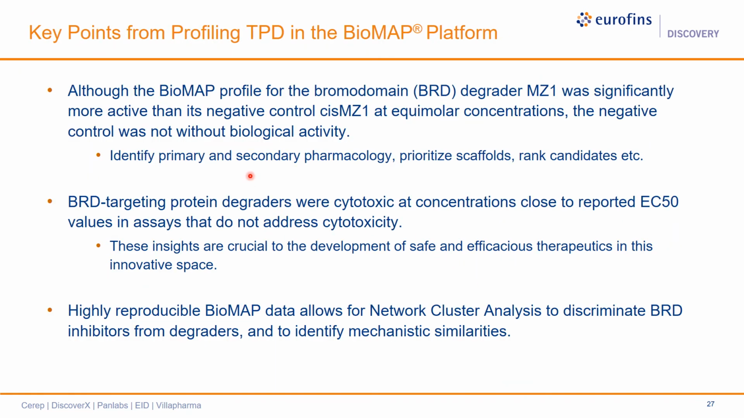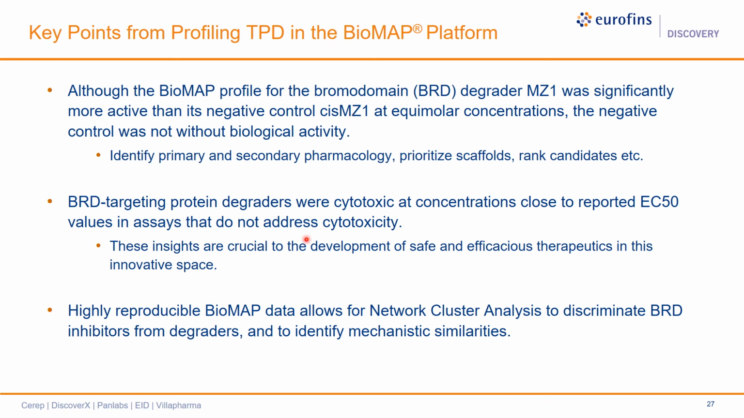Key points on profiling targeted protein degraders in the BioMAP platform include the ability to compare molecules within or across classes and identify and interpret the biological outcomes. We showed that while the protein degrader MZ1 was significantly more active than its negative control cis-MZ1, the negative control was not without biological activity. This means that BioMAP profiling can identify primary and secondary pharmacology to prioritize scaffolds, rank candidates, and provide additional unbiased translational information to advance hits.